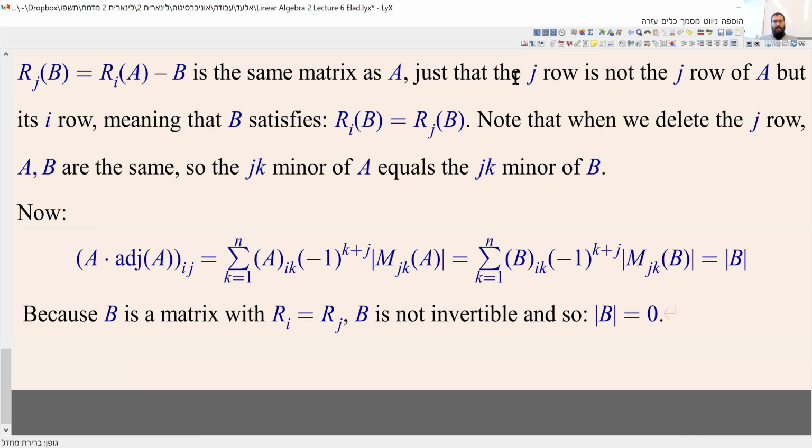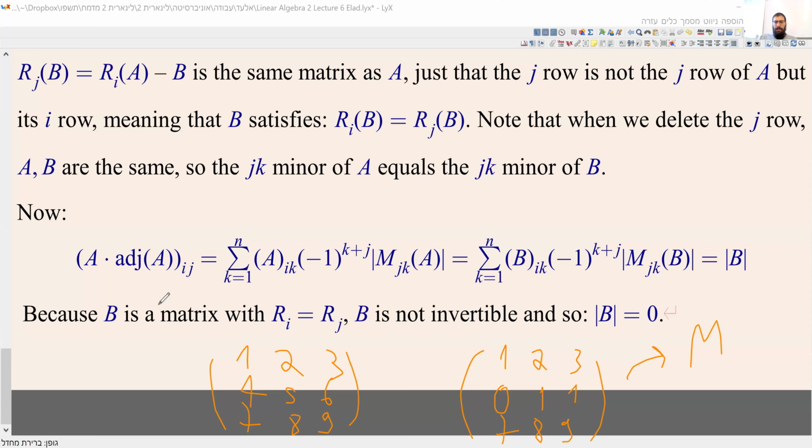Well, you can write down and annotate an example. Let's say we have a matrix 1, 2, 3, 4, 5, 6, 7, 8, 9. And on the other hand, we have a matrix 1, 2, 3, 0, 1, 1, 7, 8, 9. Now, calculating every minor of the form M2k, where we delete the second row, we will have the same minor in both of the matrices.